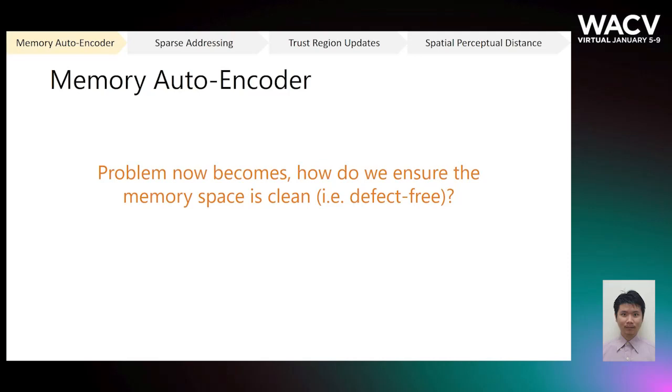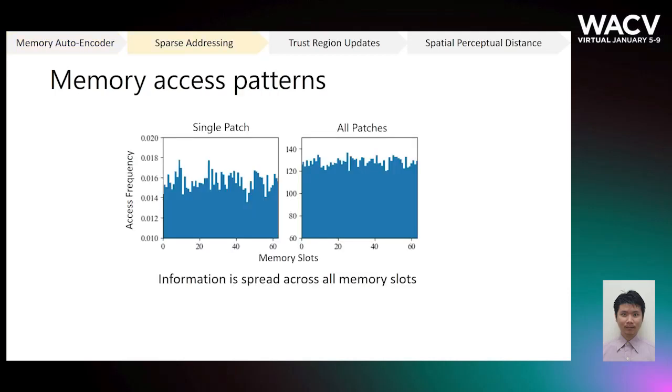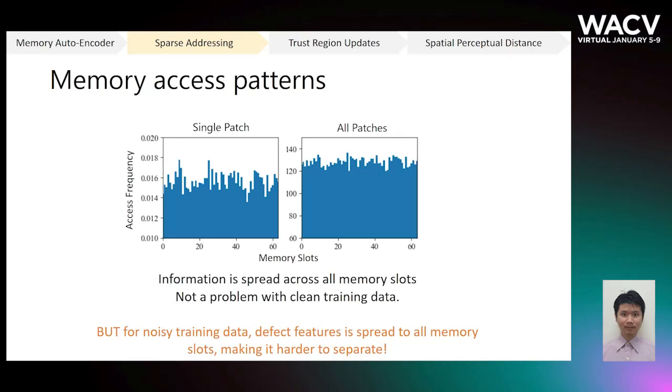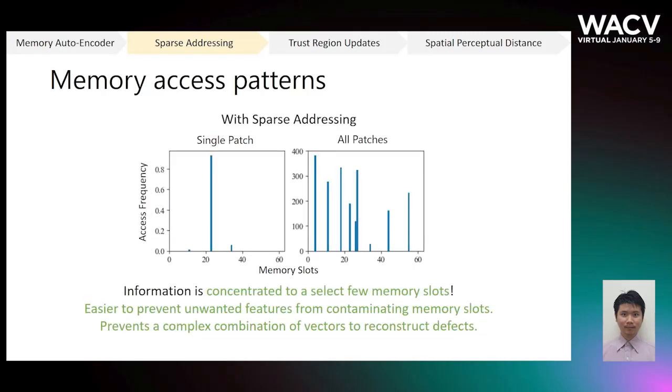Before going to the solution, let us first look at the memory access patterns. Without any restrictions, the network learns to spread information across all memory slots. After all, using more memory slots gives it more degrees of freedom for reconstruction. This is not a problem if the training data is clean. However, if it contains defective images, then the network will also spread defect features to all memory slots, making it harder to separate them. We incorporate sparsity in the memory addressing to make the information more concentrated in a select few memory slots. This makes it easier to prevent unwanted features from contaminating the memory slots.